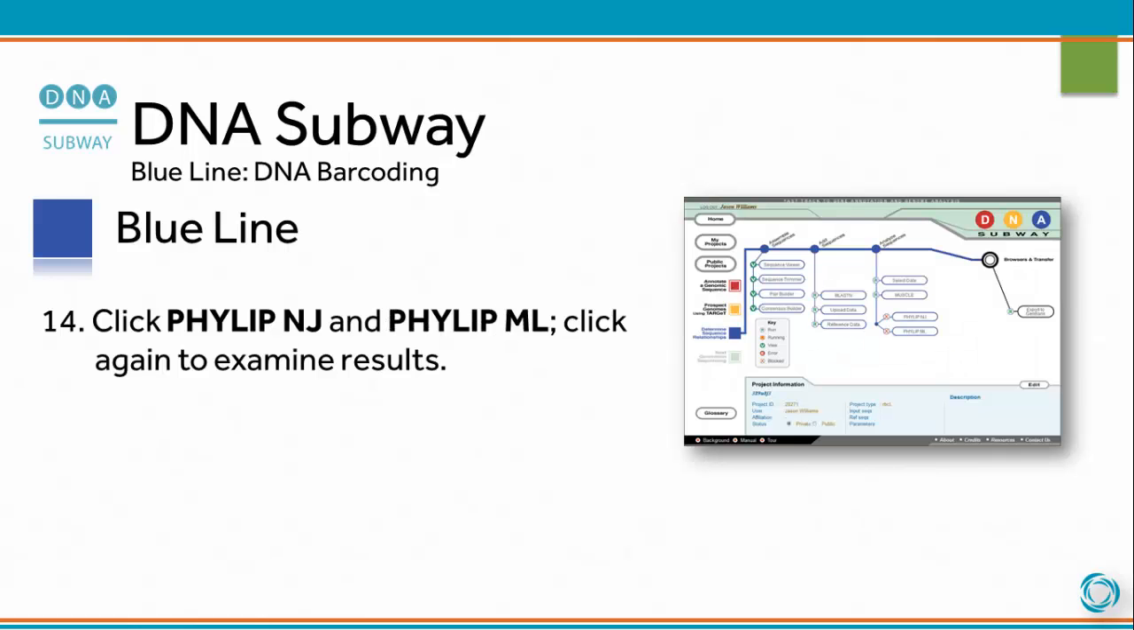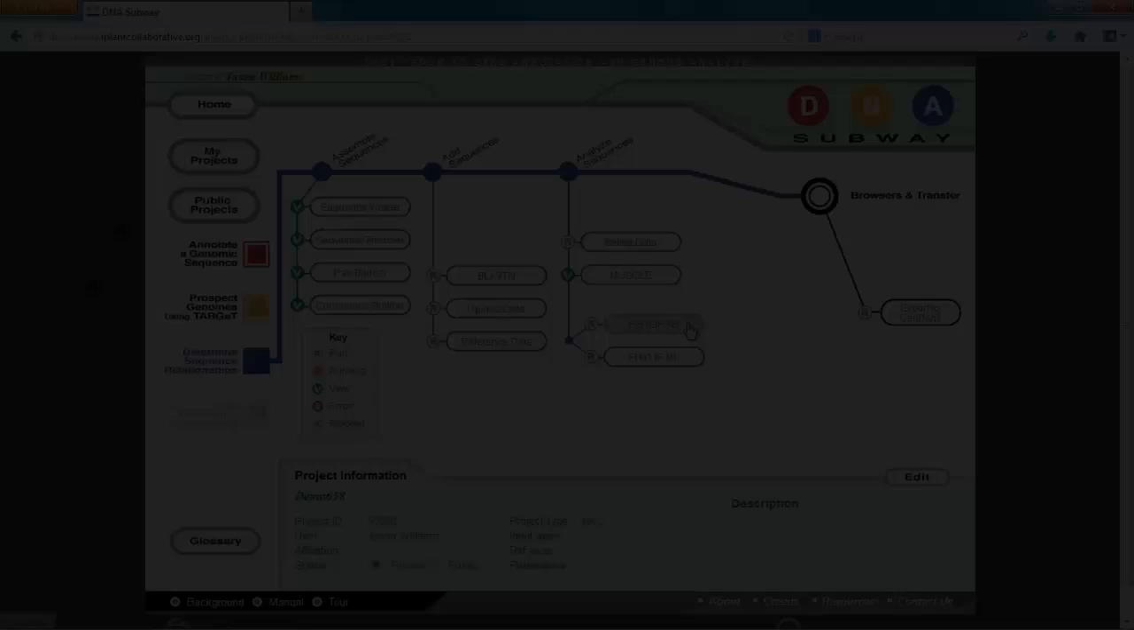Click File Up NJ and File Up ML. Click again to examine results.